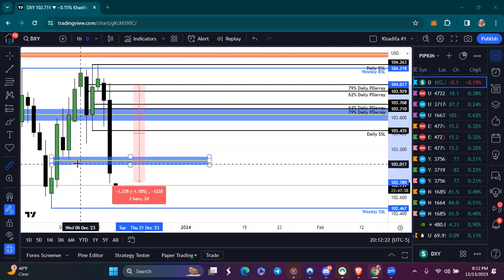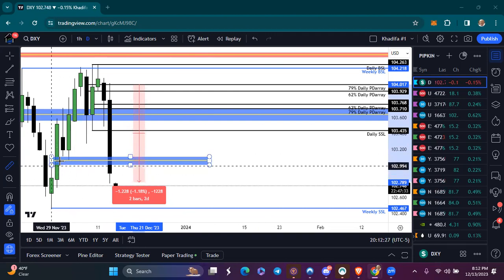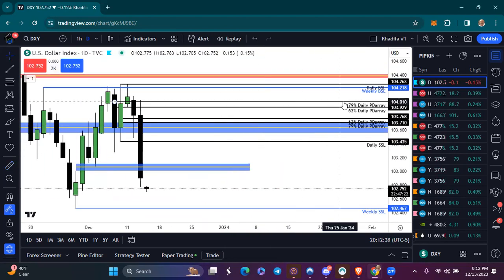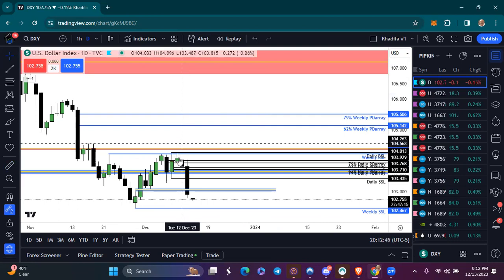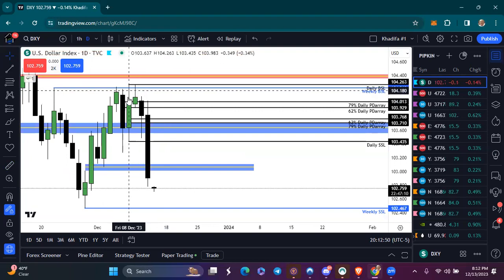But I told you guys that I wanted to see price come down into this daily fair value gap that you see here, this blue shaded rectangle, right? And I told you guys that the only way my bias would flip to bullish is if we broke this weekly buy side liquidity and this daily buy side liquidity. I told you that I would need to see price break above that and close above that in order for my bias to flip to bullish, right? We didn't see that Monday and we didn't see that Tuesday, right?